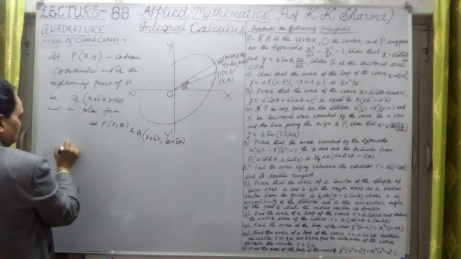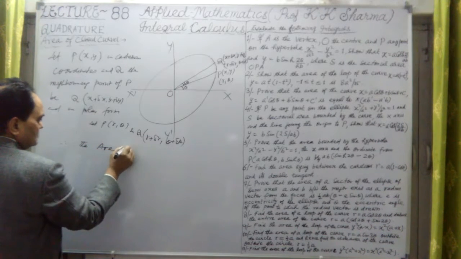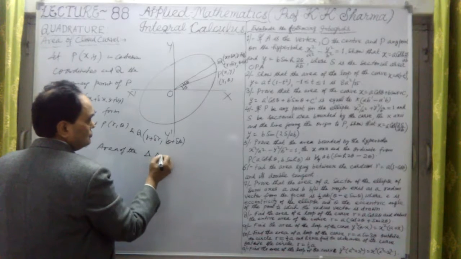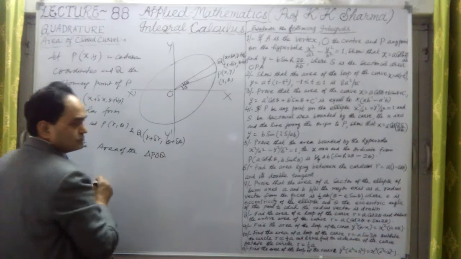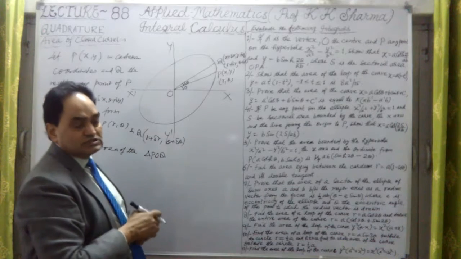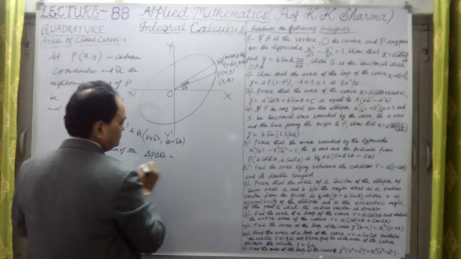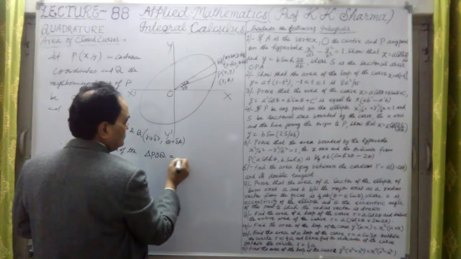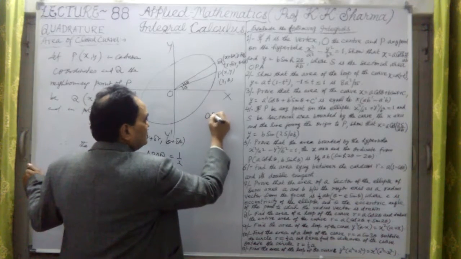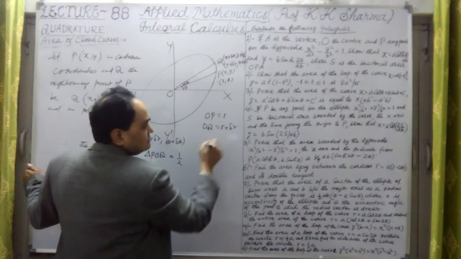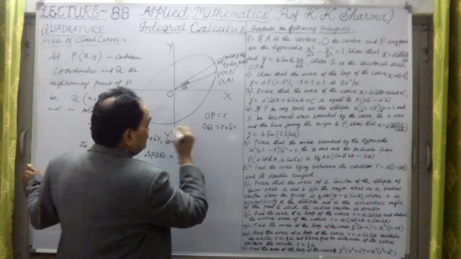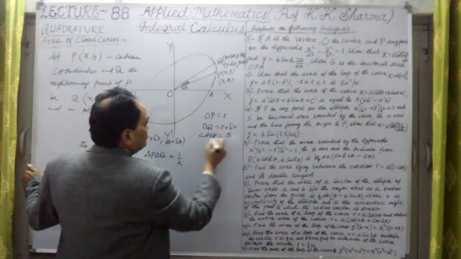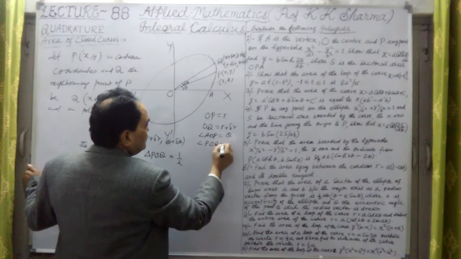Therefore, the area of the triangle POQ. First we have to find out the area of this bigger triangle, which is half. We know that OP is equal to r, and OQ is equal to r plus delta r. Angle AOP is equal to theta, and angle POQ is equal to delta theta, as we see here.